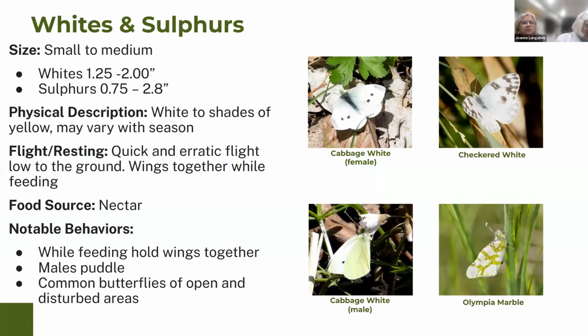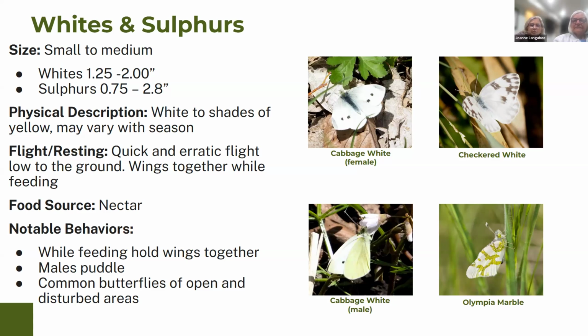All right, whites and sulfurs. They can be small to medium, white to shades of yellow, and they may vary with season. Their food source is nectar, and while they're feeding, they hold their wings together. The males puddle, and we talked about puddling earlier. And they're common butterflies of open and disturbed areas.